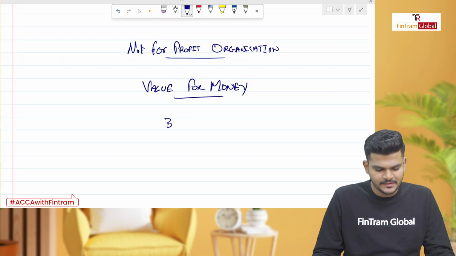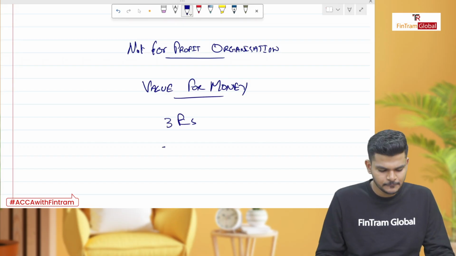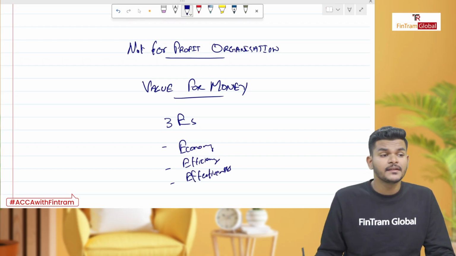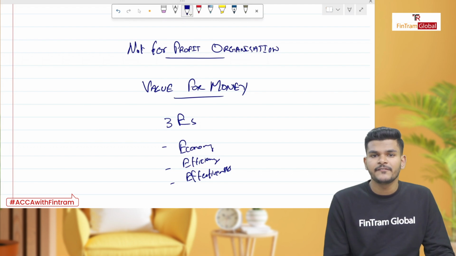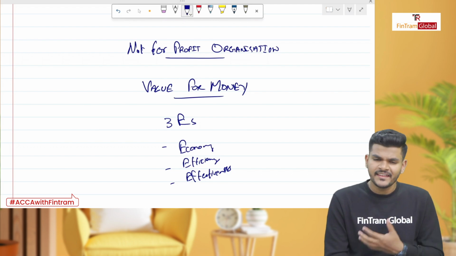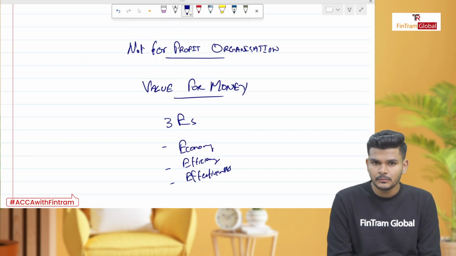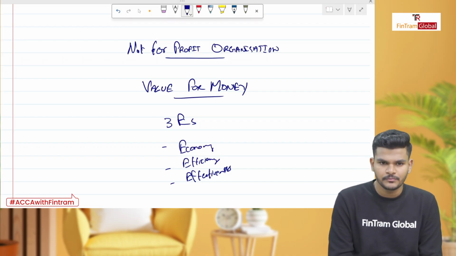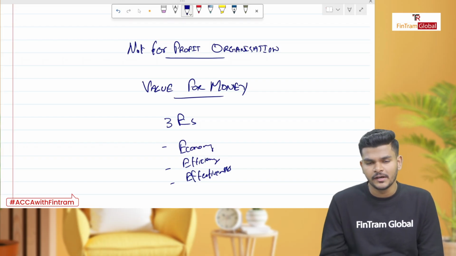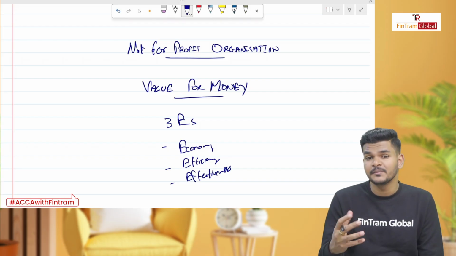Value for money. Basically the 3 E's. What are the 3 E's? Economy, efficiency, and then effectiveness, right? These are the three E's of value for money. What does each of these mean? Economy means obtaining the inputs at the lowest cost possible without compromising the quality. Okay, folks? And then efficiency is getting the maximum output from the minimum inputs, or from the available inputs, right?